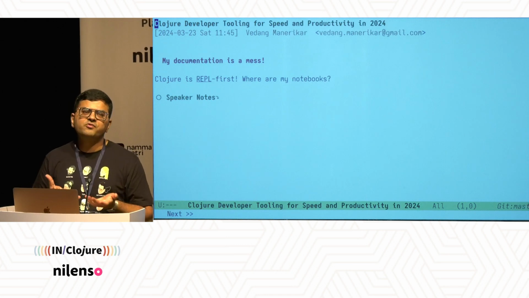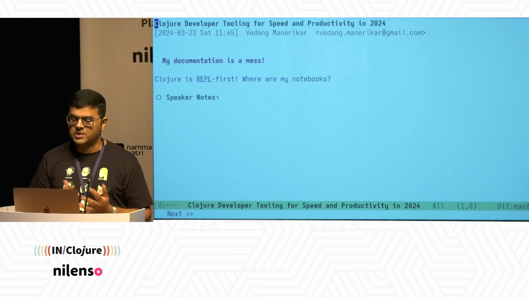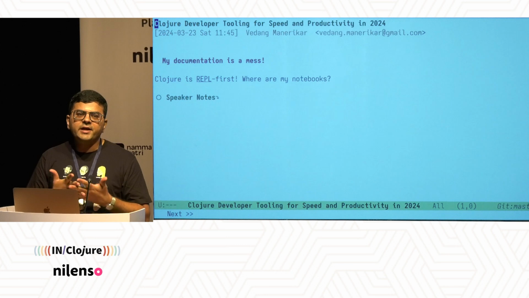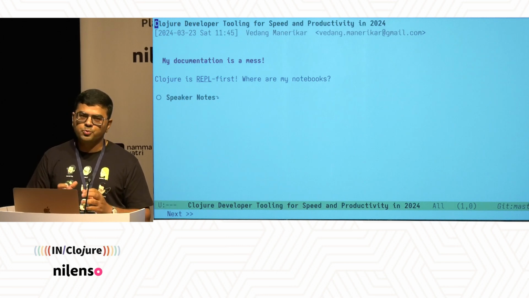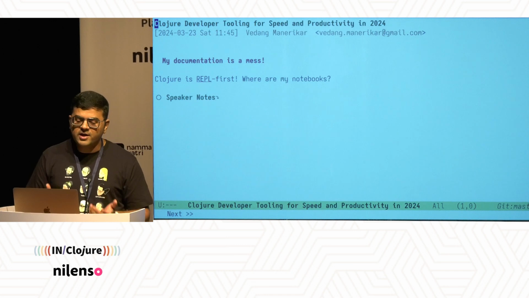We are a REPL first language. We work in Clojure. So our day-to-day job is writing a bit of code, seeing the output, writing the next bit of code, seeing the output, which is essentially what Jupyter is. So where are my notebooks?